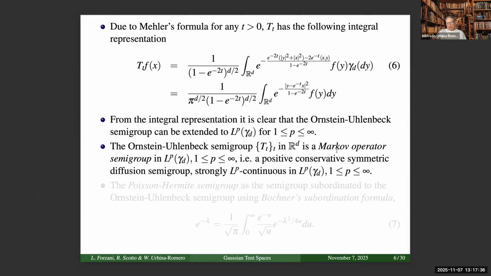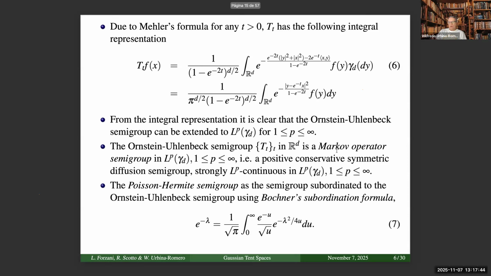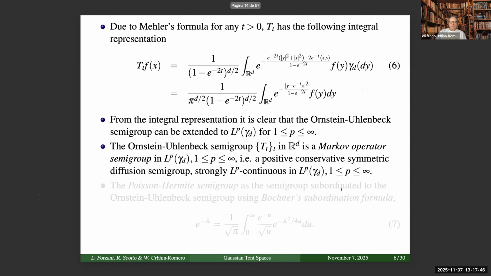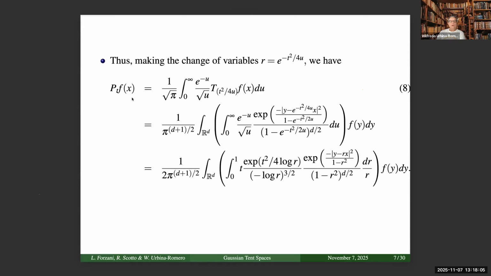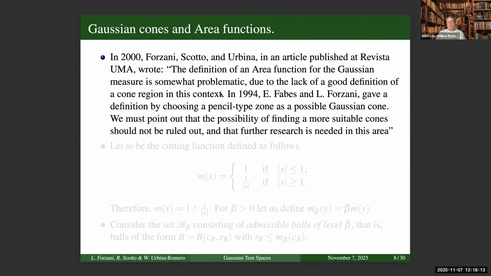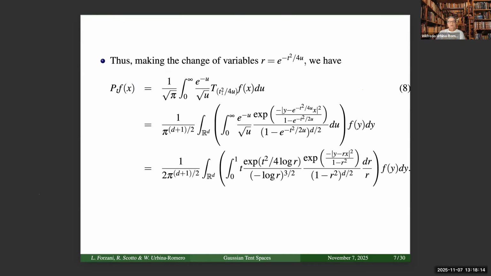In the classical case, we have the heat semigroup, and then we have the Poisson semigroup. Here it is the same. This is what is called the subordination formula, Bochner subordination formula. And from there, if instead of this guy you put the Ornstein-Uhlenbeck semigroup, then bingo, you get the Poisson-Hermite semigroup. Playing with this and the representation that we have, we get this kernel, which looks very ugly, but you can handle that. Because of the subordination, the Poisson semigroup satisfies the same nice properties as the Ornstein-Uhlenbeck semigroup.